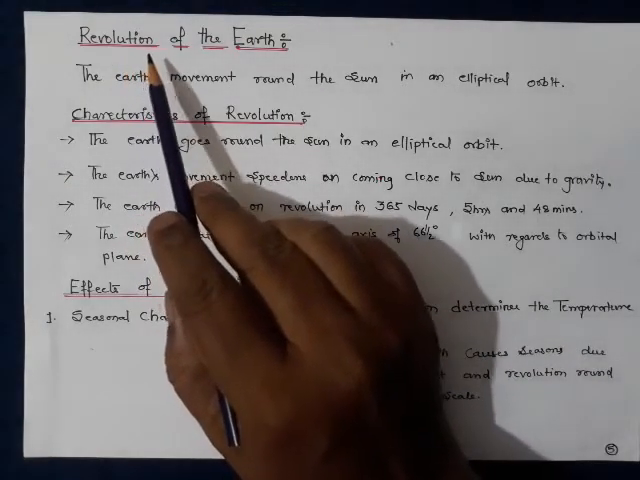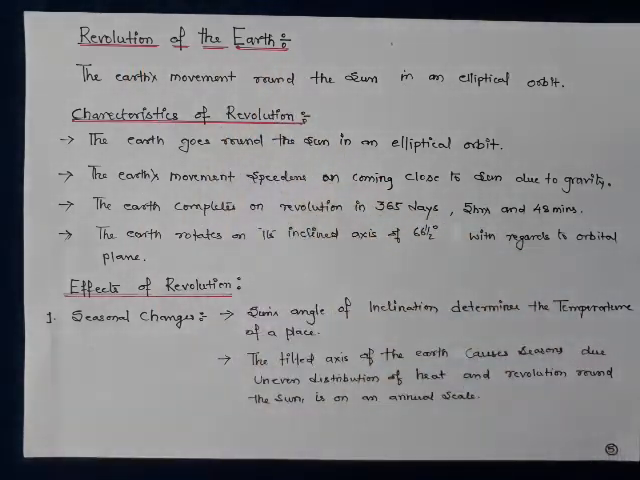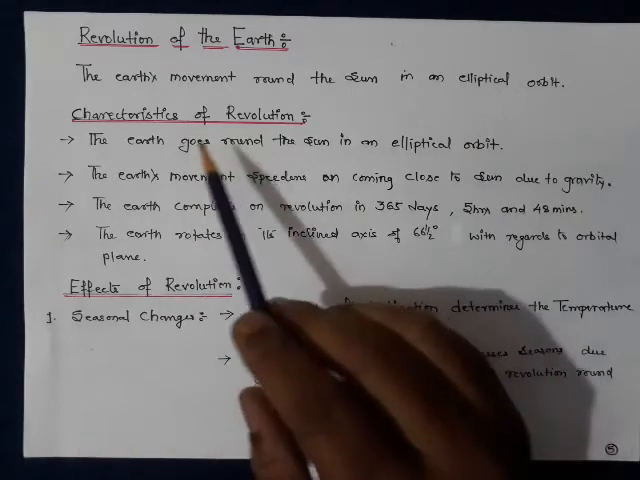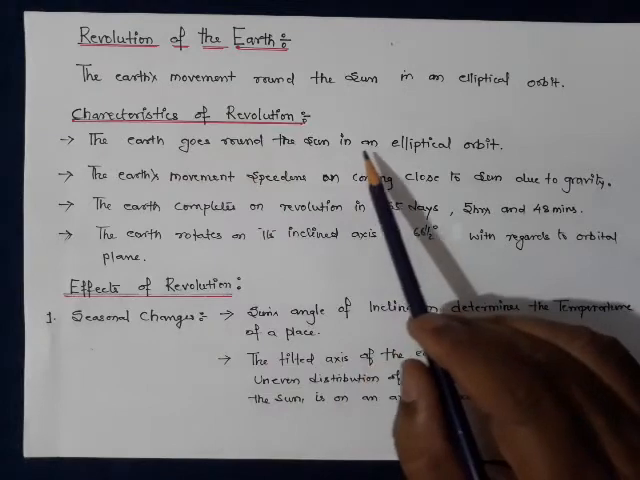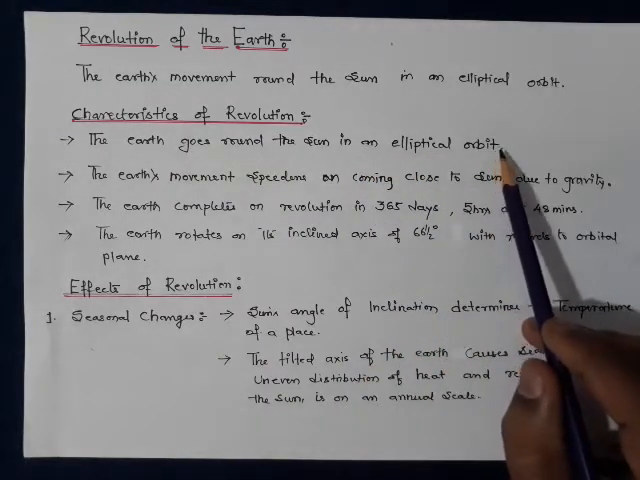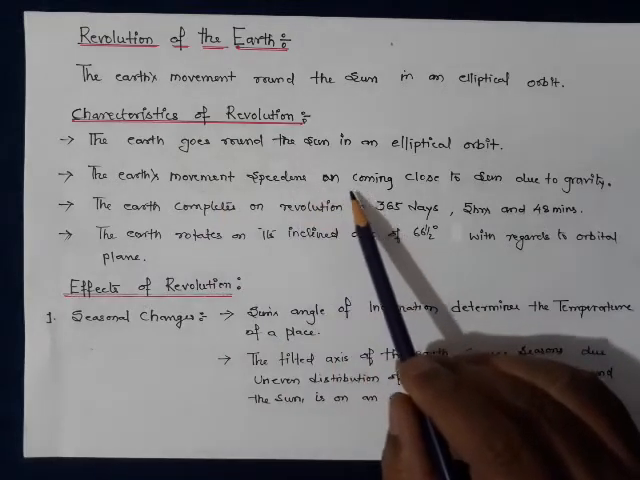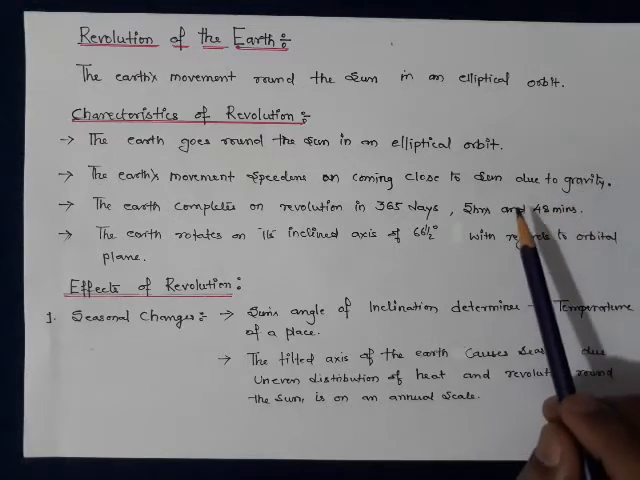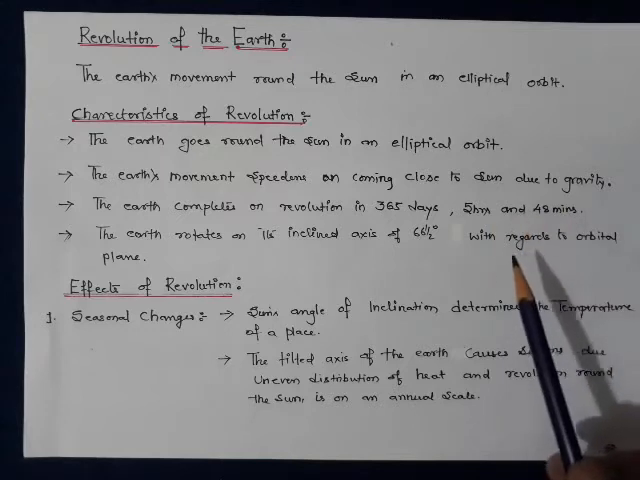Let's pass on to revolution of the earth, which is the movement of the earth around the sun in an elliptical orbit. The characteristics of a revolution. The earth goes round the sun in an elliptical orbit, which is not circular. The earth's movement speeds up on coming close to the sun due to gravity. This is a very important point that you should note. On Earth coming close to the Sun, its movement speeds up.